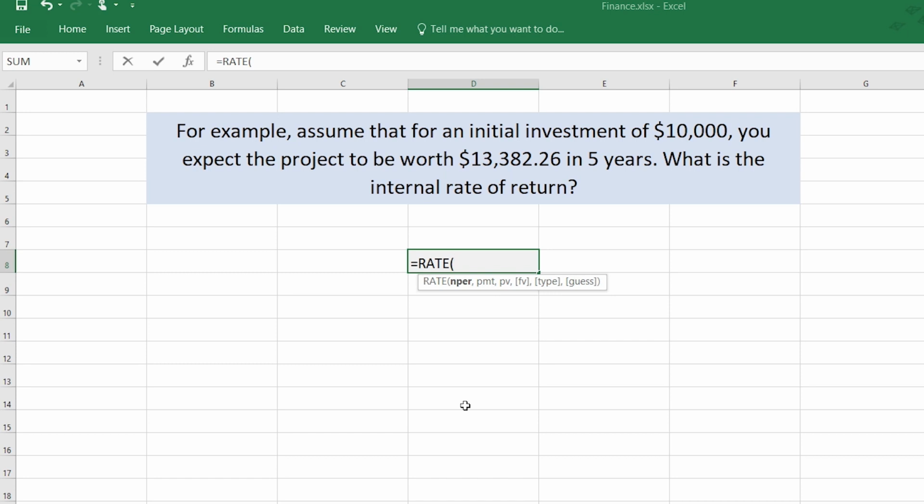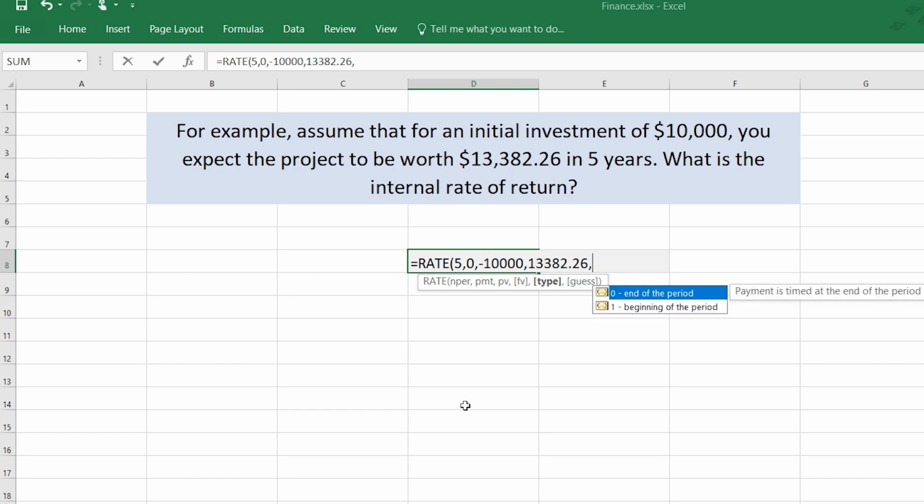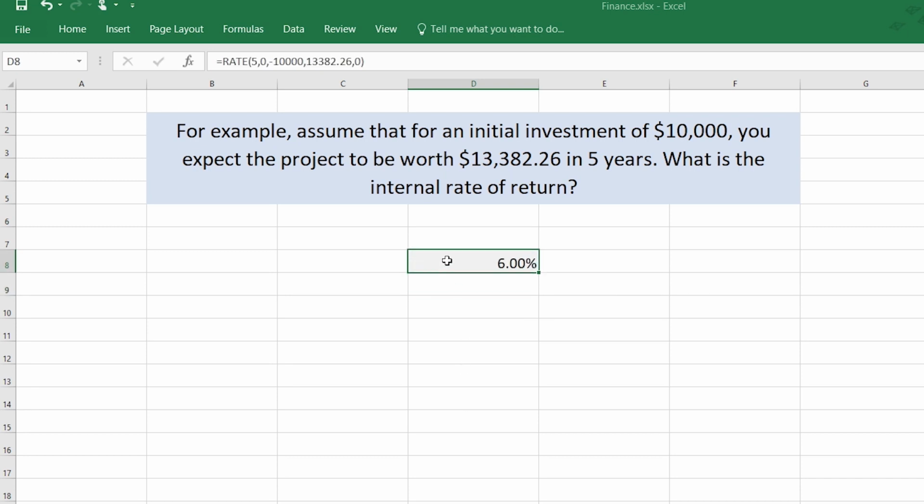The number of periods is 5. The payment is 0 because there's nothing being added on an annual basis. The present value is $10,000, while the future value is $13,382.26 and, as usual, the type is 0. Excel solves the problem as being 0.06, or 6%.